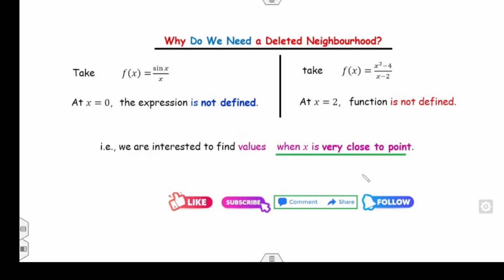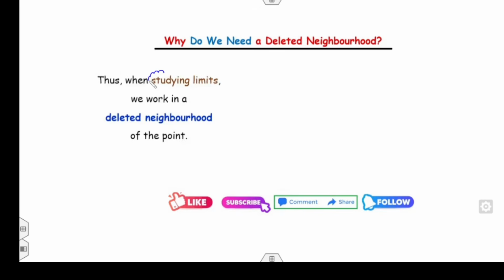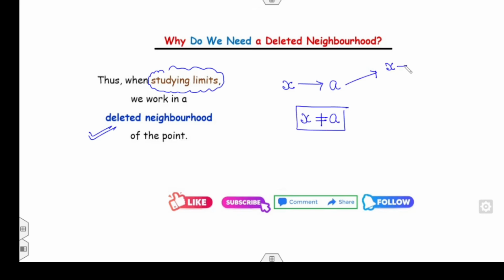So whenever we are talking about near to the point, we are always looking for values which are very close to the point but not exactly the point. In that case, whenever we study the limit, we always work with the deleted neighborhood. Why? Because when you talk about limit x approaches a, we are not talking about x equal to a. We are always talking about whether x approaches a negative or x approaches a positive.